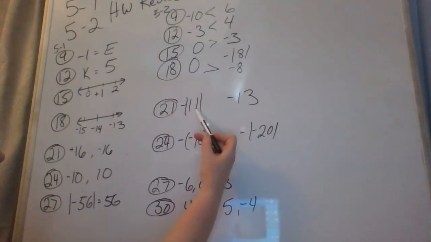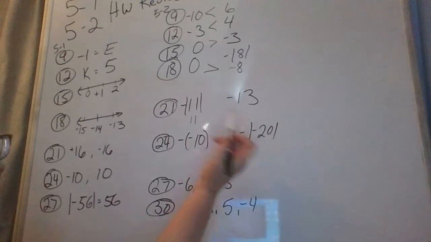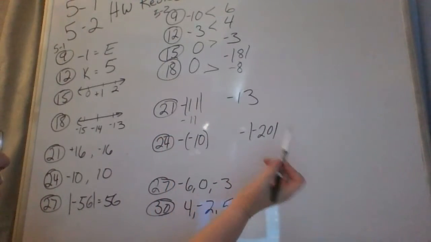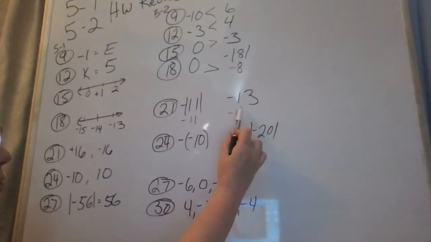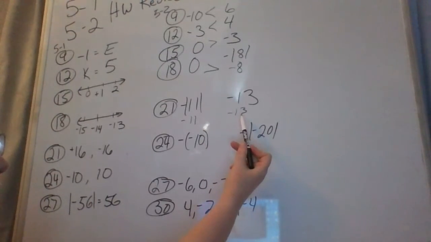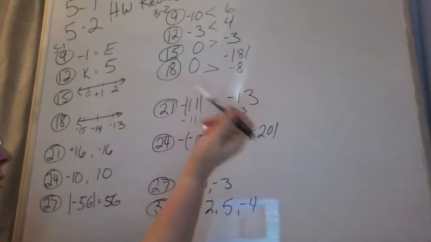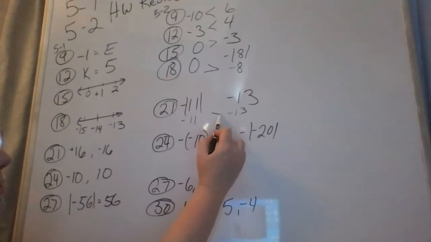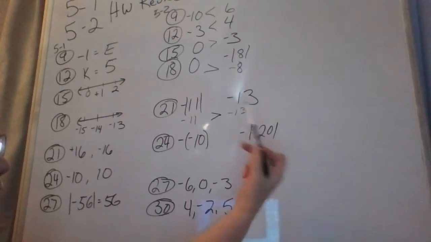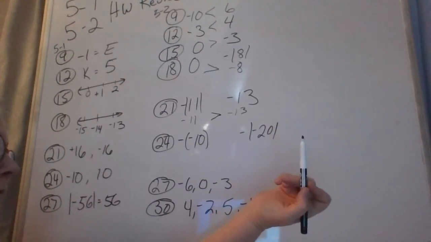Same thing with this one, they're asking what's the absolute value of 11, which is 11, and then we still have that negative out in front. So now we have to figure out which one is bigger, -11 or -13. Well, -13 is further to the left of 0, which means that it is the smaller number. So -11 is greater than -13.